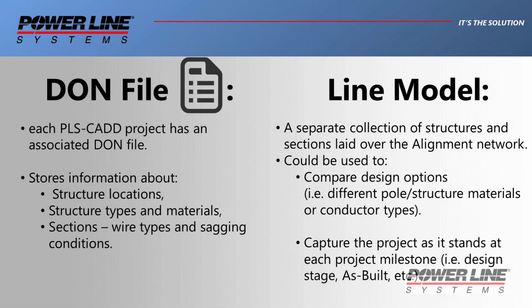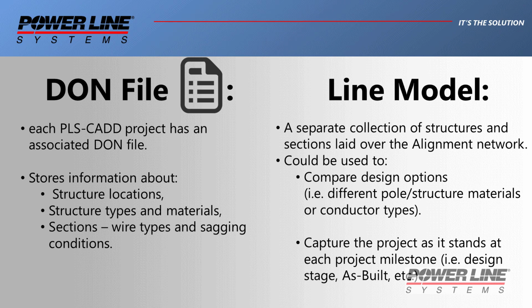Before we start working on the examples, I just want to touch on a couple of important terms. Firstly, we have the DON or DON file. Each PLS-CADD project has an associated DON file. They're automatically generated by PLS-CADD, and really they basically store the information regarding structure locations, structure types and materials, as well as information about the sections and the cable installation conditions.